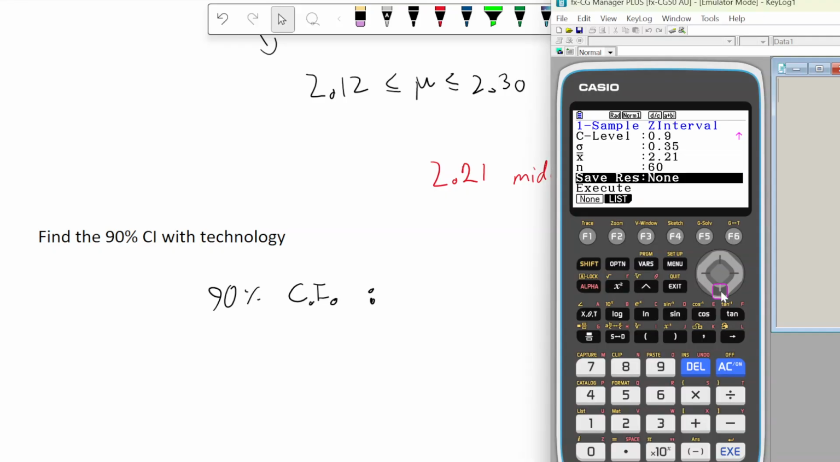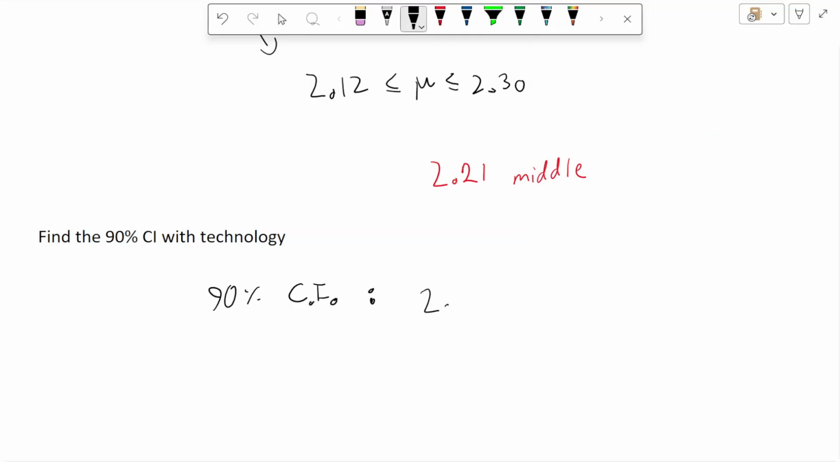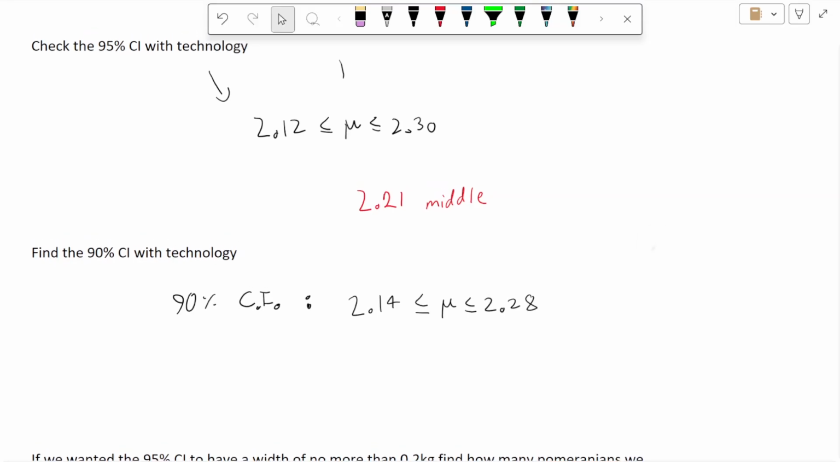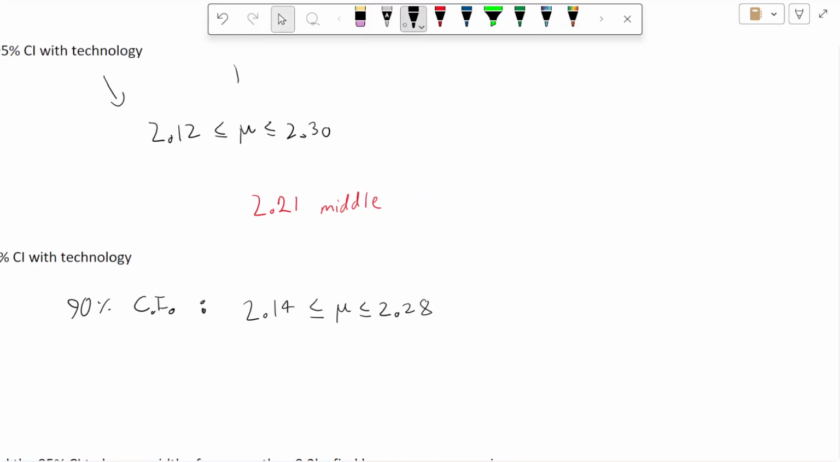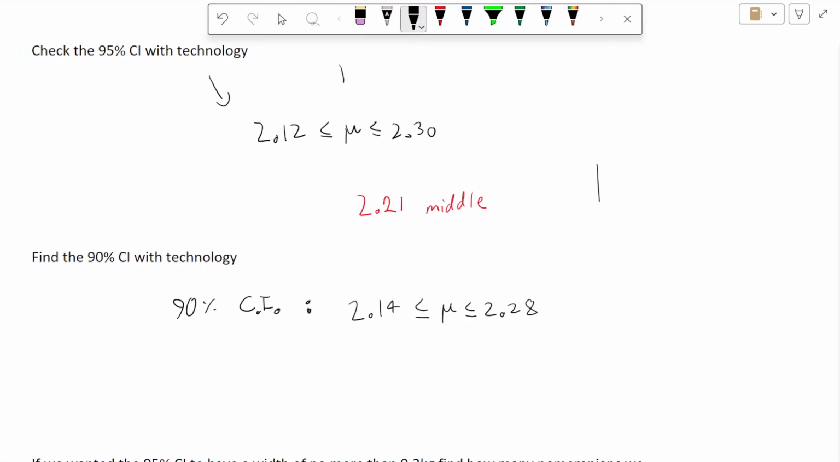So there we go, execute. 2.13 to 2.28. Okay, so you will notice that this is narrower. So if we just draw it sort of on a number line here, I might go 2.05, 2.10, 2.15, 2.20, 2.25, 2.30.